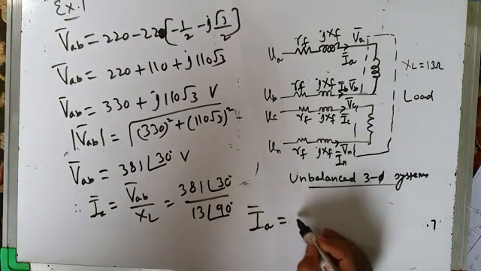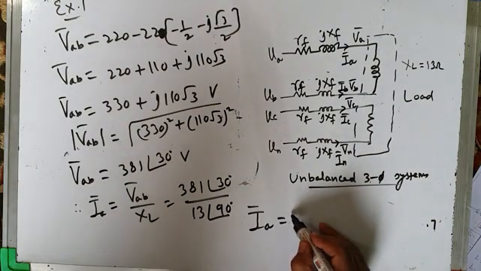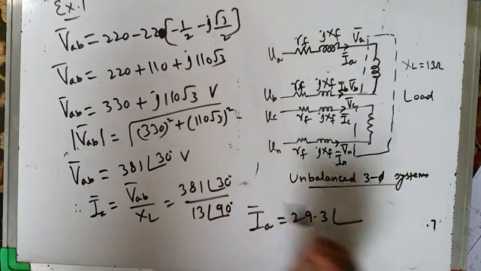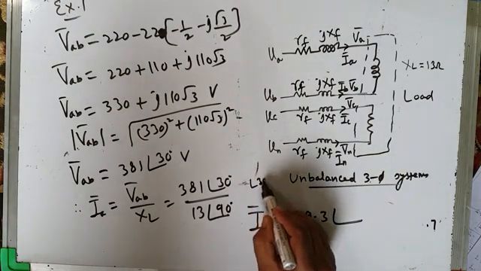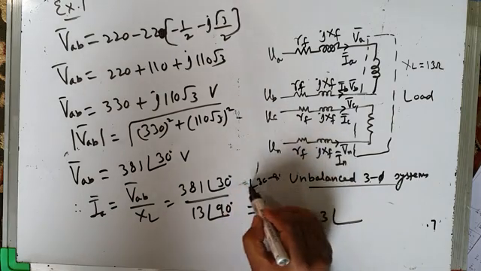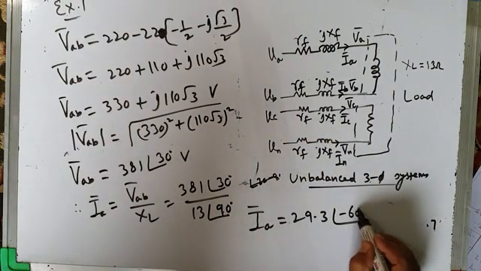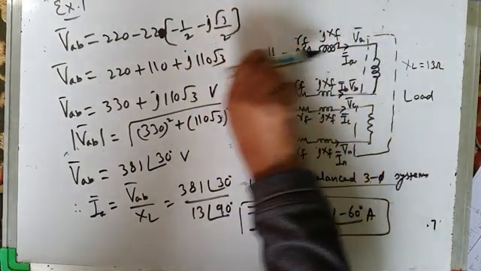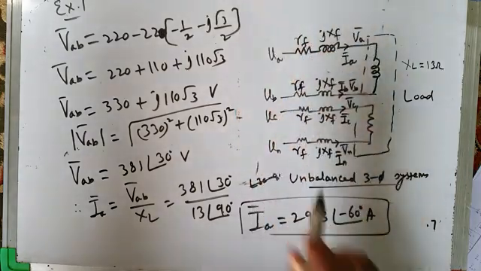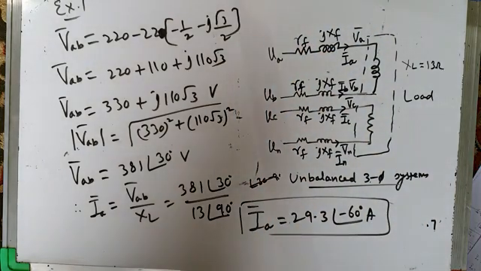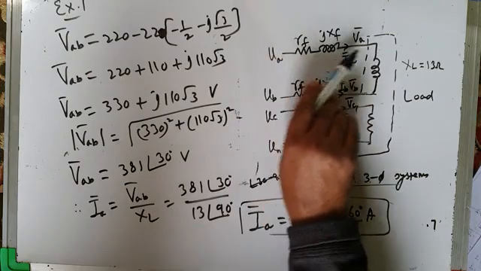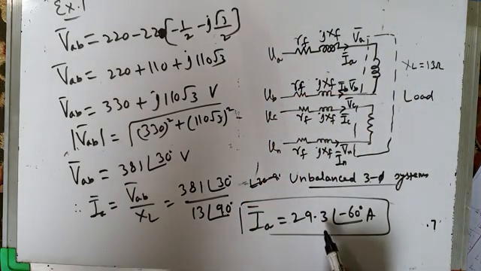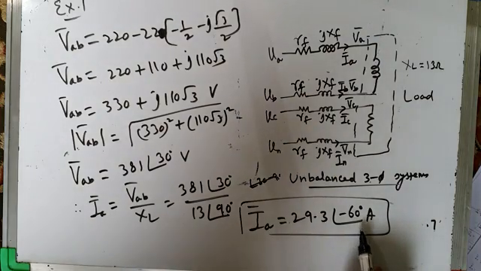That line current IA will be 380 by 13, which is 29.3 amperes, at an angle of 30 minus 90, because the 90 goes to the denominator, that is minus 60 degrees. This is line current IA. So this line A will carry a current of 29.3 amperes. The RMS value of current IA flowing in this line, that is line current IA, will be 29.3 amps, and it is at an angle of minus 60 degrees.